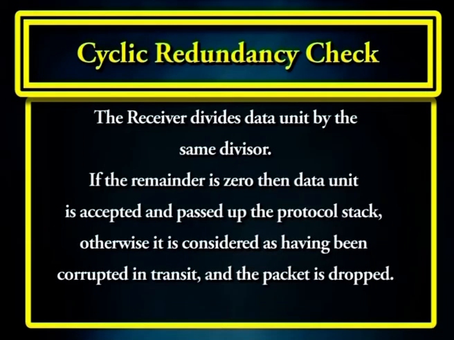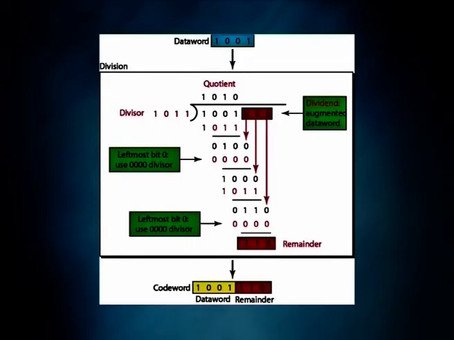If the remainder is 0, then the data unit is accepted and passed up the protocol stack. Otherwise, it is considered as having been corrupted in transit and the packet is dropped. Sequential steps in CRC are explained with the figure as shown.